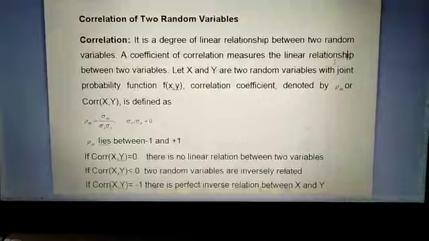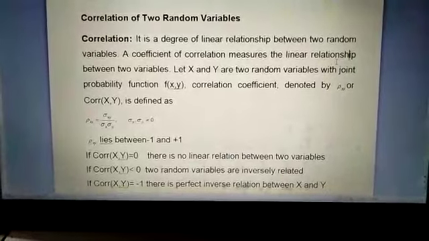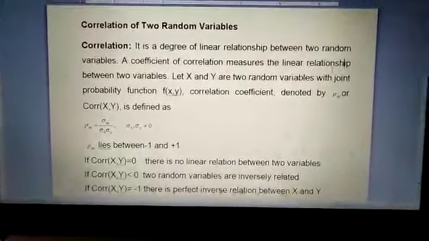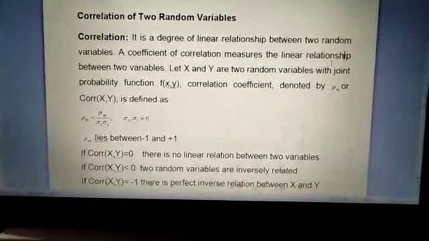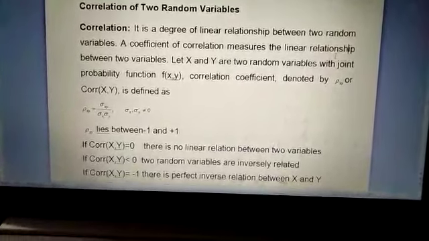This video is about the correlation of two random variables, and we will calculate the correlation for two discrete random variables. First of all, let's see what correlation is and how it can be calculated.